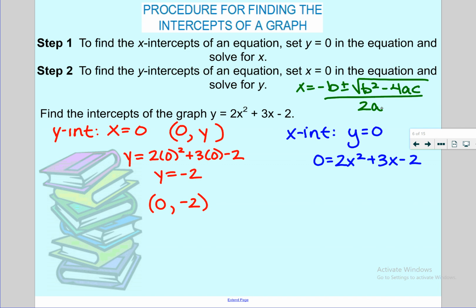All right, with your partner or a friend near you, I want you to either factor this and solve for x, or use the quadratic formula and solve for x. Go ahead. I'll give you a few minutes. Should be two answers to this.